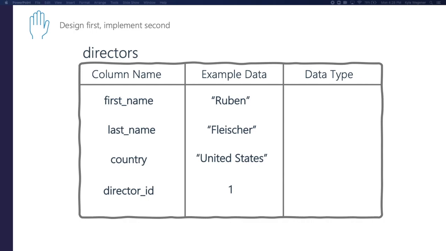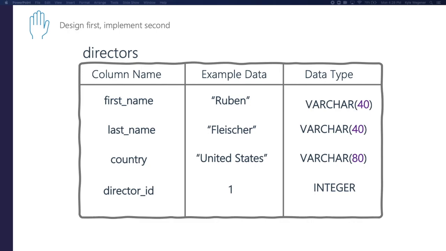Ruben is a name, a first name, and therefore it should be a string, or again, a varchar of length 40. Fleischer is a last name, which will also be a varchar of length 40. Then third, United States, a varchar of 80. These numbers are really just best guesses. We're using 40 as no first name should be longer than 40 characters. Same with last name. No last name should be more than 40 characters, though some might exist. Then finally, our director ID should be an integer.